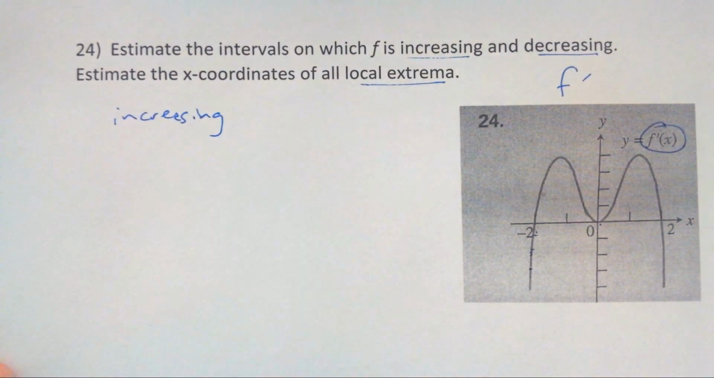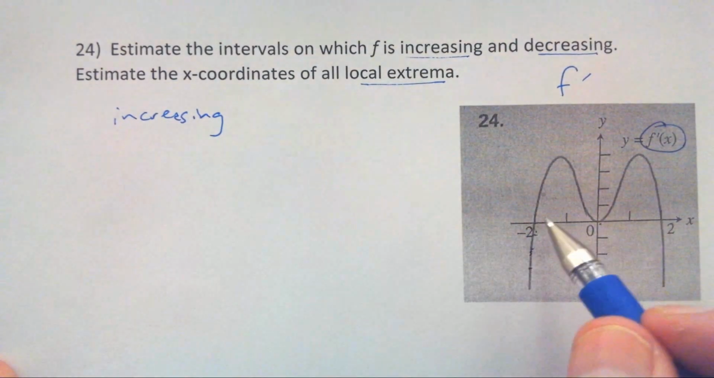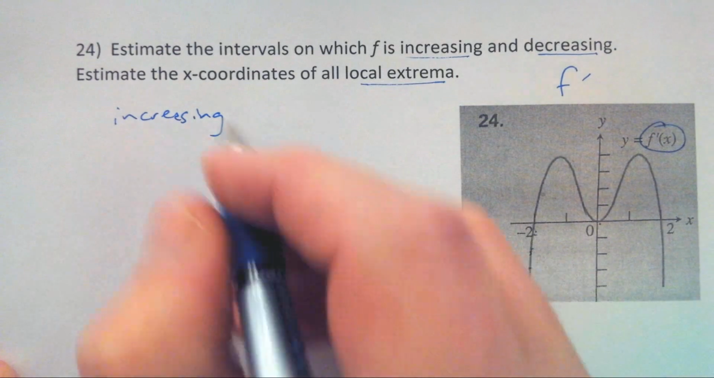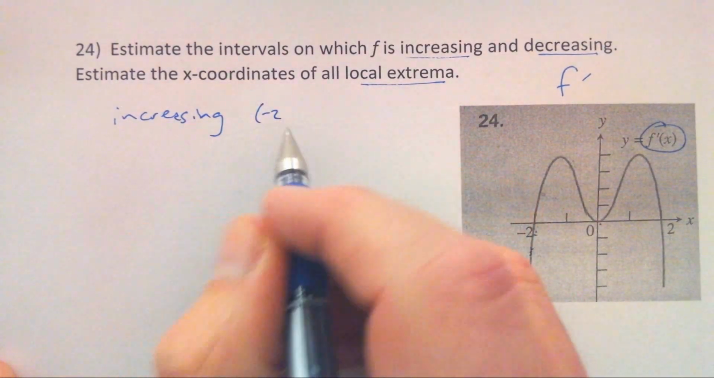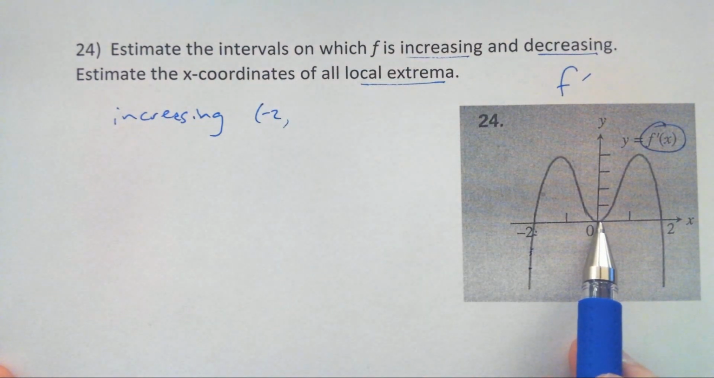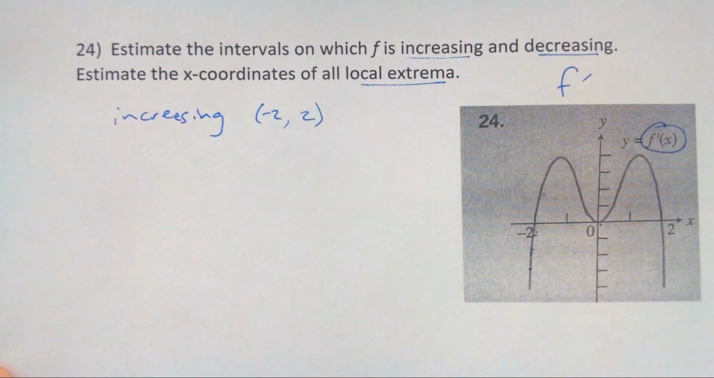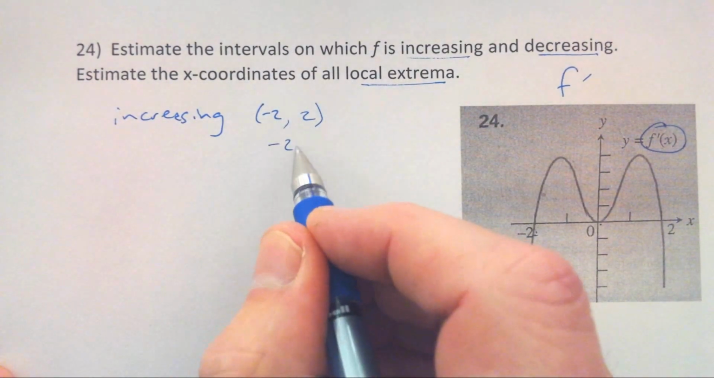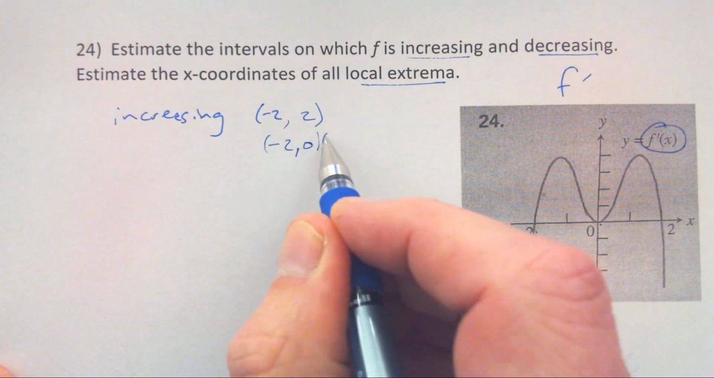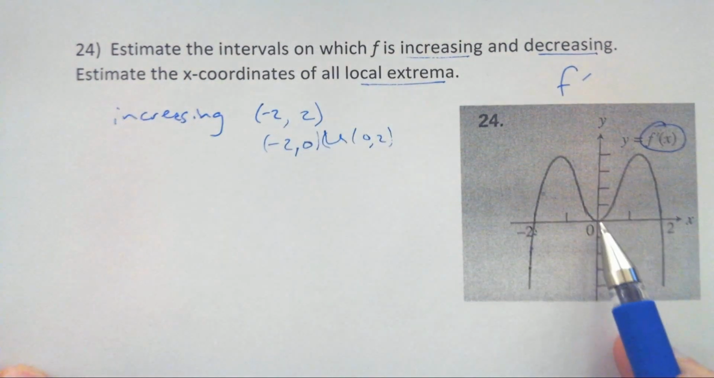The slope, the f is increasing when the slope is positive, and the slope is positive here from -2, just on the other side of -2, until we get to, you could make an argument at 0, we'll talk about that one in a minute, but all the way to 2. So why is this not -2 to 0 in union with 0 to 2? I think I can explain this.